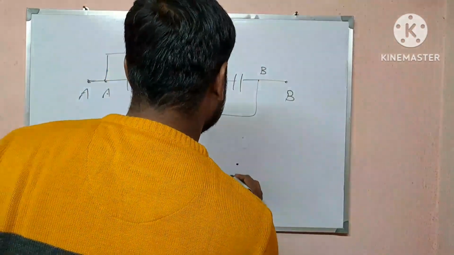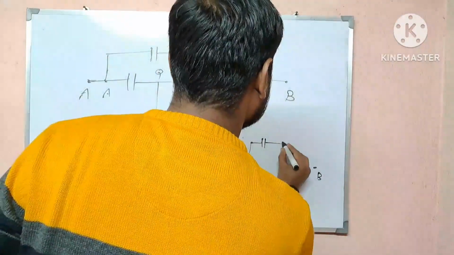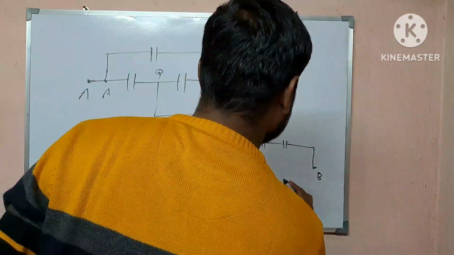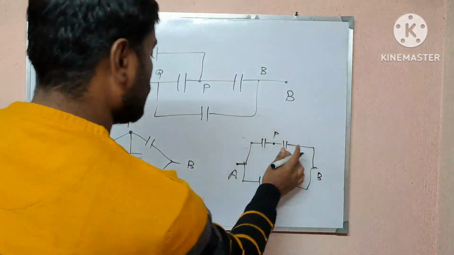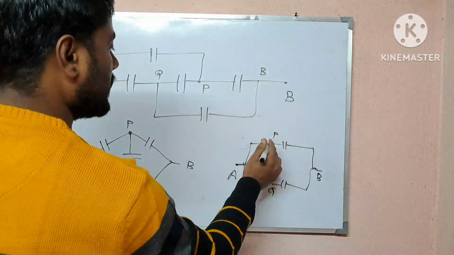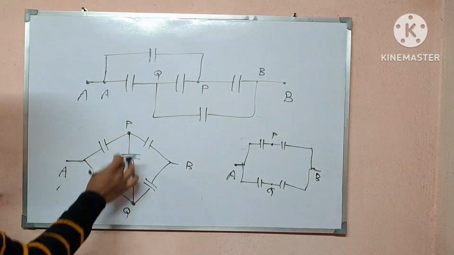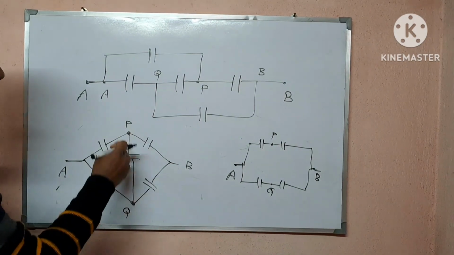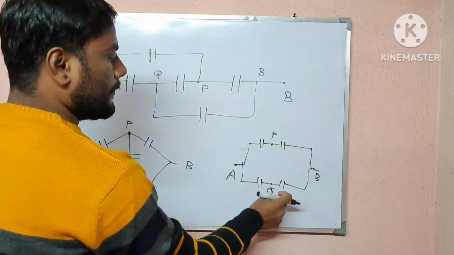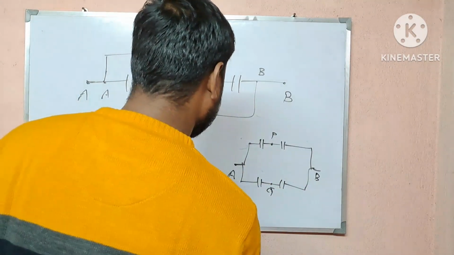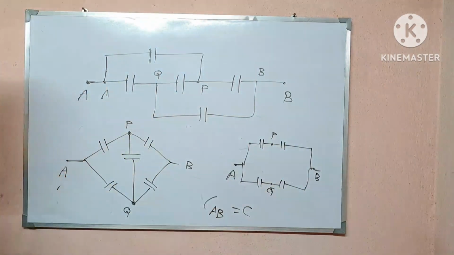So the combination of the circuit will look like this: C, C, C, C. That point is P, that point is Q. This is C, this is C, and that one is gone because the potentials of these 2 points are same, so we can neglect it. So these C and C are connected in series, so the value will be C by 2. They are also connected in series, C by 2. So the equivalent capacitance C_AB will be C by 2 plus C by 2, which is C only.